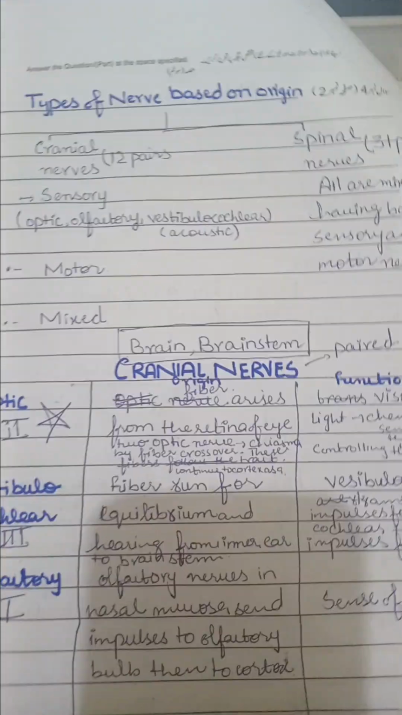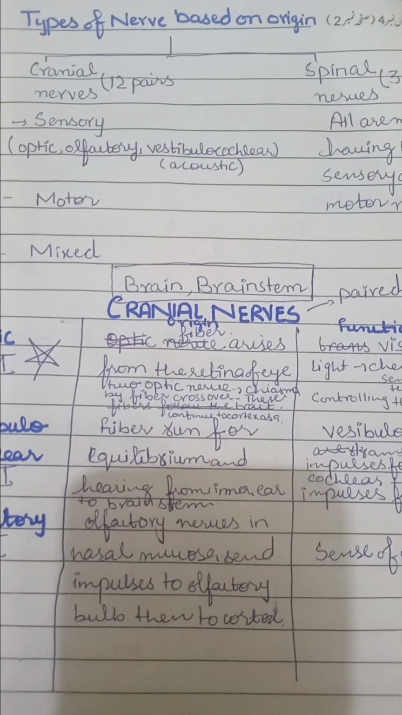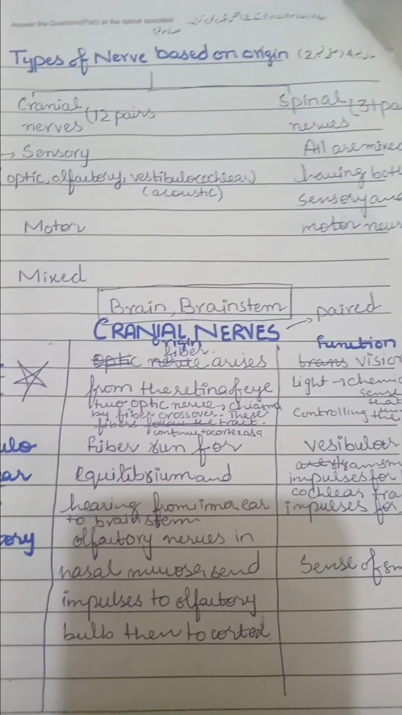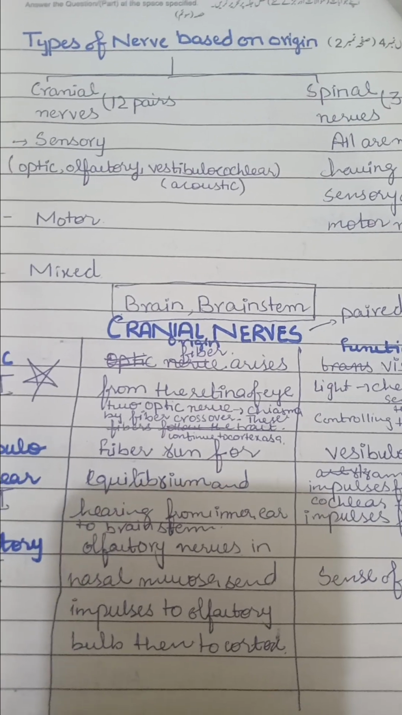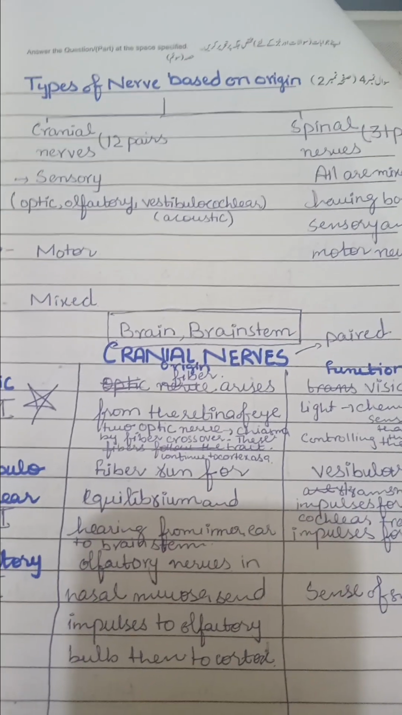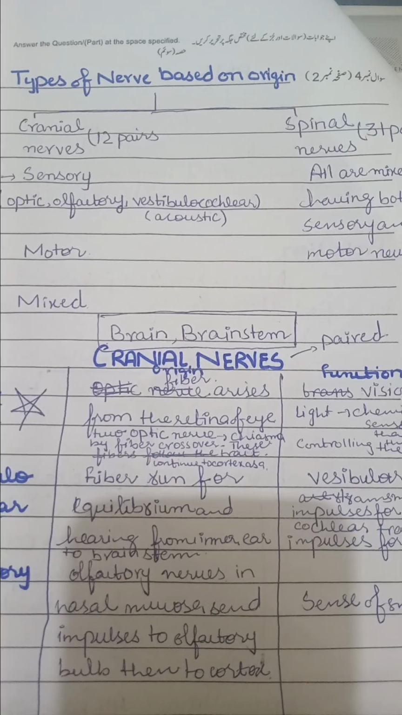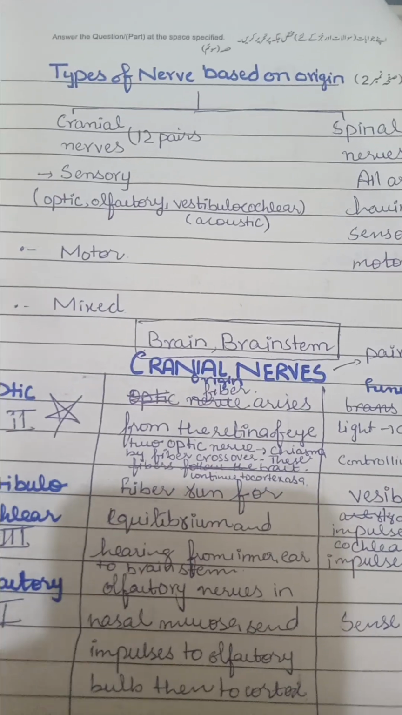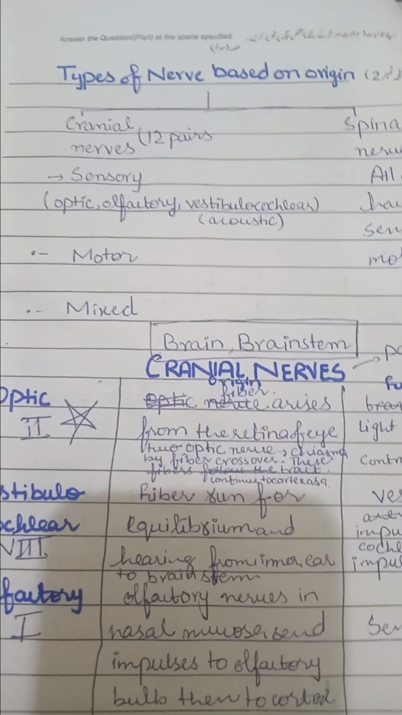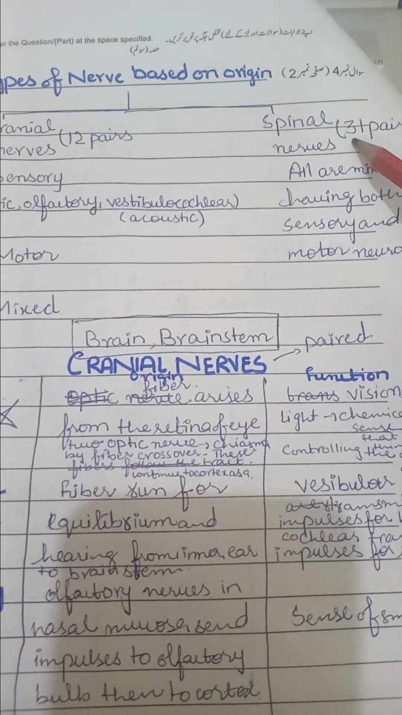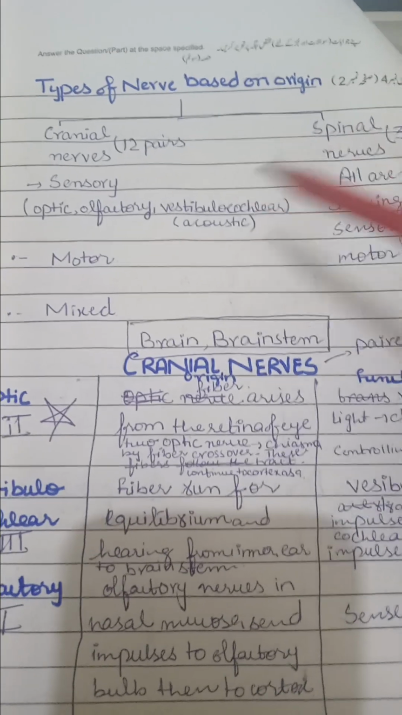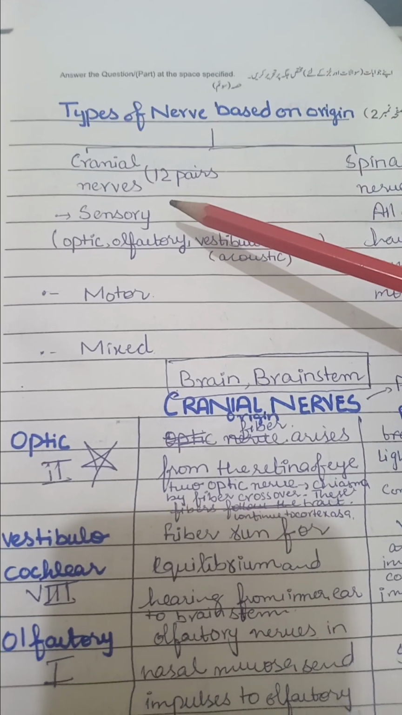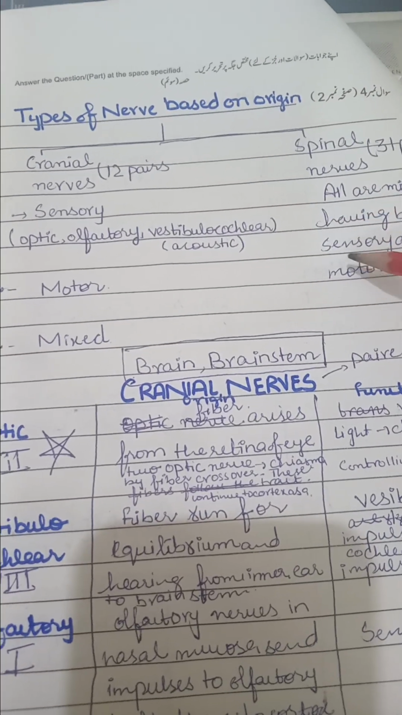As we have already discussed, your peripheral nervous system is based on the nerves, which are further divided into two major types, cranial nerves and the spinal nerves. Cranial nerves emerge from the cranium, means brain, and the spinal nerves emerge from the spinal cord. The number of cranial nerves is 12 pairs, means 24 in number, and spinal nerves are 31 pairs, means 62 in number. Now, cranial nerves are of three types: sensory, motor, and mixed. But the spinal nerves all are mixed, having the sensory and motor neurons in them.